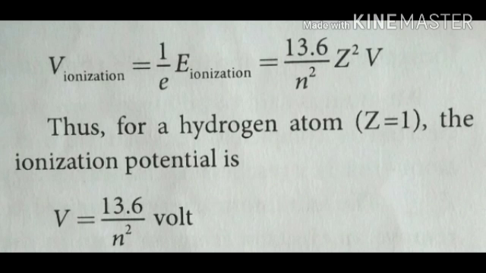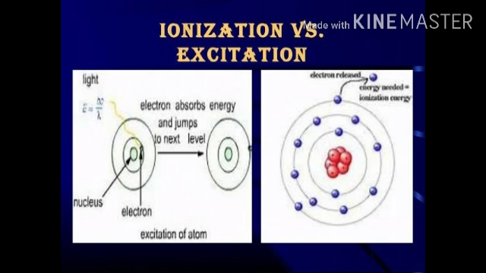So, V ionization is equal to 1 by e into E ionization. So we can write 13.6 by n squared Z squared volt. For hydrogen atom, we know Z is equal to 1. So ionization potential V is equal to 13.6 by n squared volt. These are all about the excitation and ionization energies.